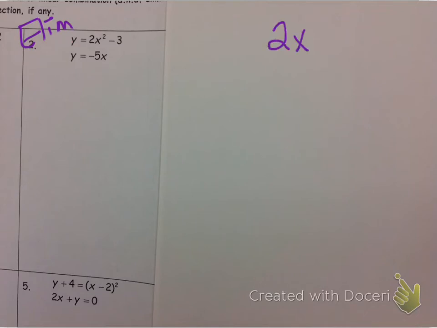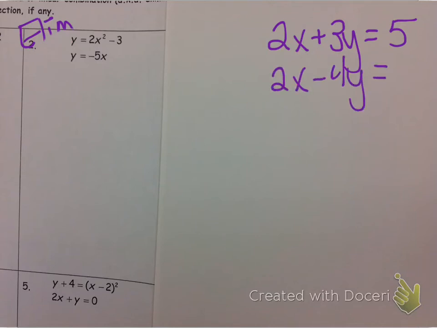So let's say I was doing 2x plus 3y is equal to 5. And then let's say 2x minus 4y is equal to, that's negative 7, whatever. I'm just making up equations. And you lined everything up. And then you had to figure out whether you were going to add or subtract the two equations to cancel stuff out. Okay, so you just added or subtracted straight down because everything was lined up.